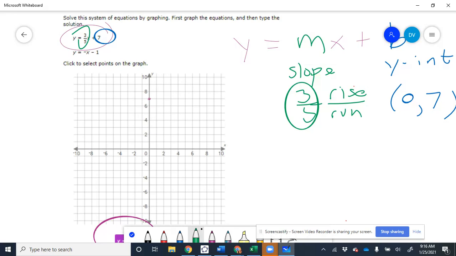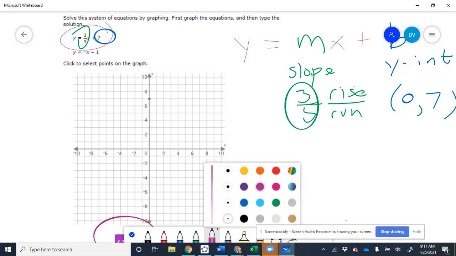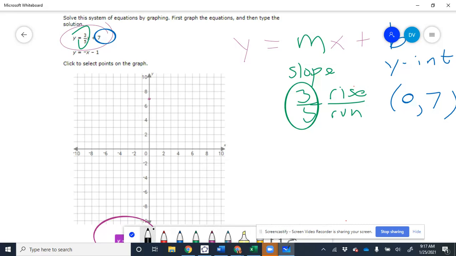So let me do what I just said. I'm going to go up 3, 1, well, you can't see it on here. I'm going to go up 3 and over 5. Let me do it, and then I'll make it with a slightly, maybe a darker. Up 1, 2, 3, and then over 1, 2, 3, 4, 5.